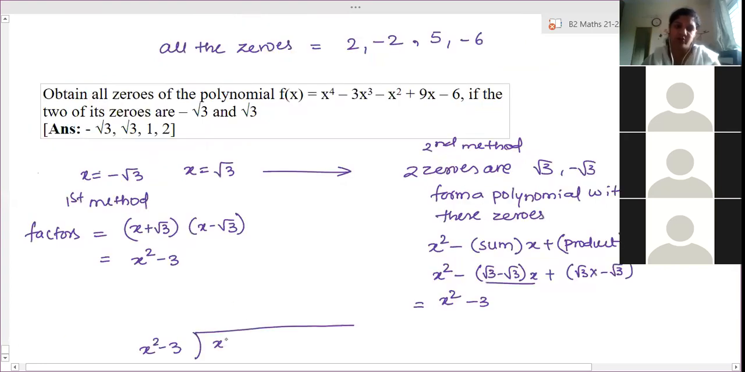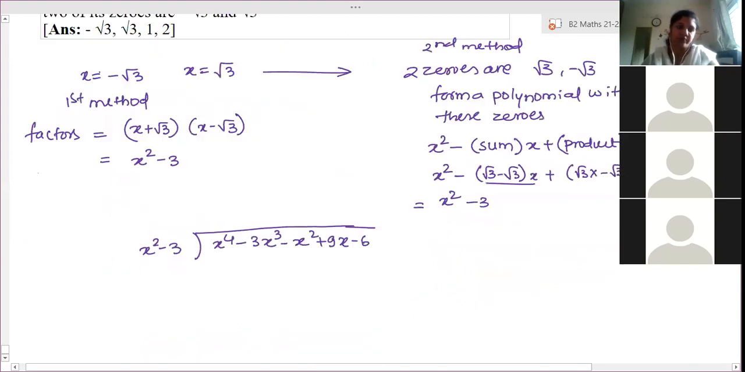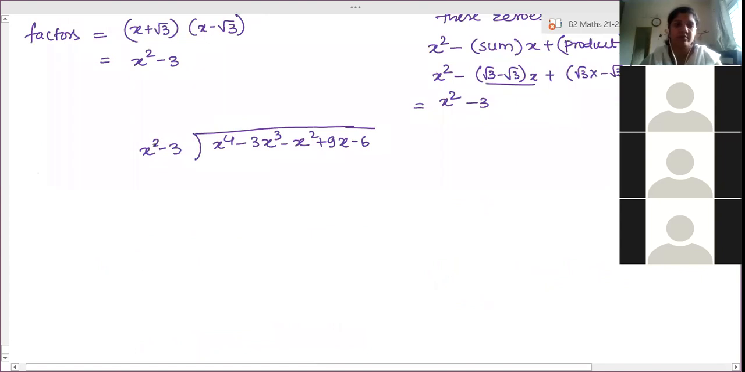x to the power 4 minus 3x cube minus x square plus 9x minus 6. Ma'am, for the 64th one, I'm still not getting it. Factorize it properly. Ma'am, it's not coming. It will come.